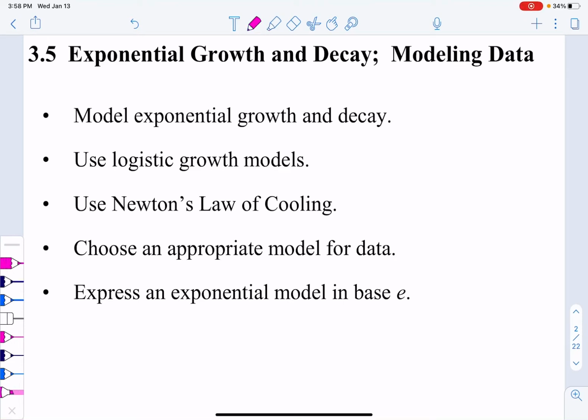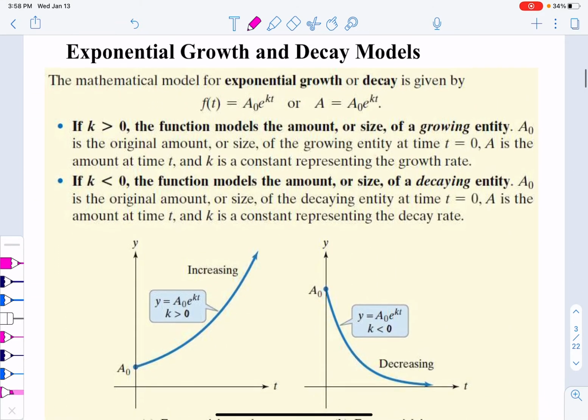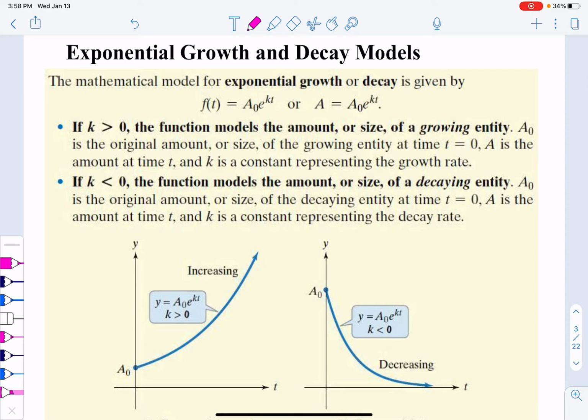Looking at section 3.5, the last section in chapter 3, we're going to look at some exponential growth and decay and then doing some modeling of data. So we are going to model exponential growth and decay, use logistic growth models, use Newton's law of cooling, choose an appropriate model for data, and express an exponential model in base e. So the first one we have is looking at what exponential growth and decay looks like.